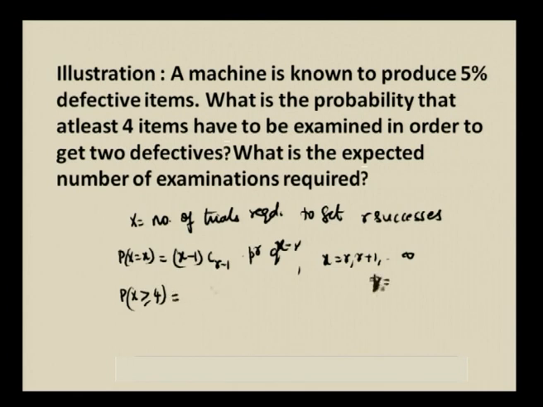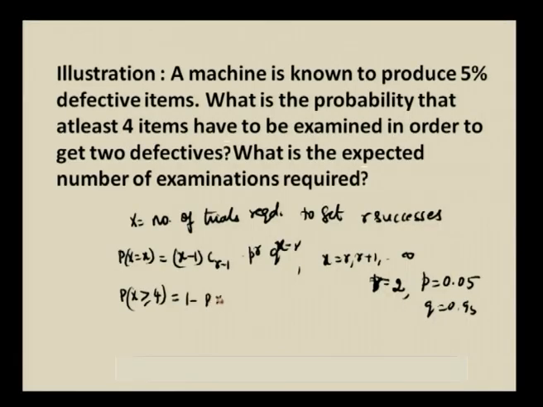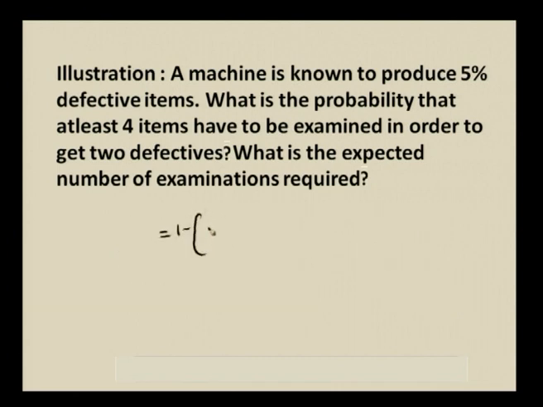So r is equal to 2, p is already written as 0.05, and q is equal to 0.95. Writing all these values here and finding P(X ≥ 4). Greater than or equal to 4 means it goes as 4, 5, 6, etc., up to infinity, or else you write 1 minus P(X < 4), and this is equal to 1 minus, where X less than 4 means P(X = 0) + P(X = 1) + P(X = 2) + P(X = 3).